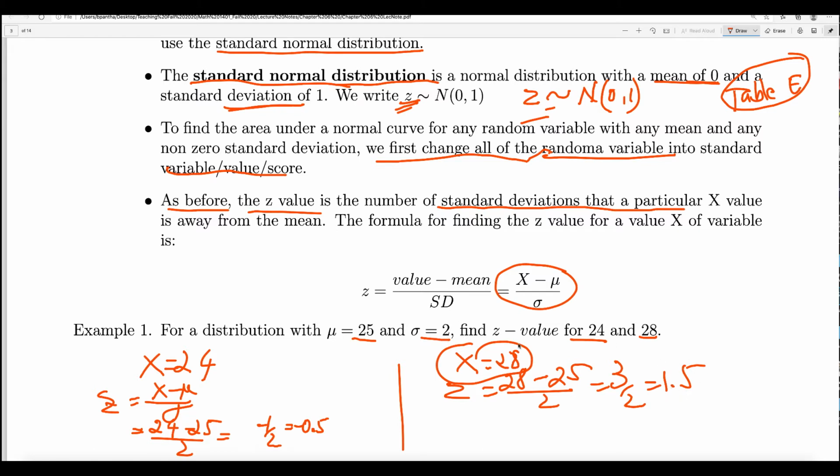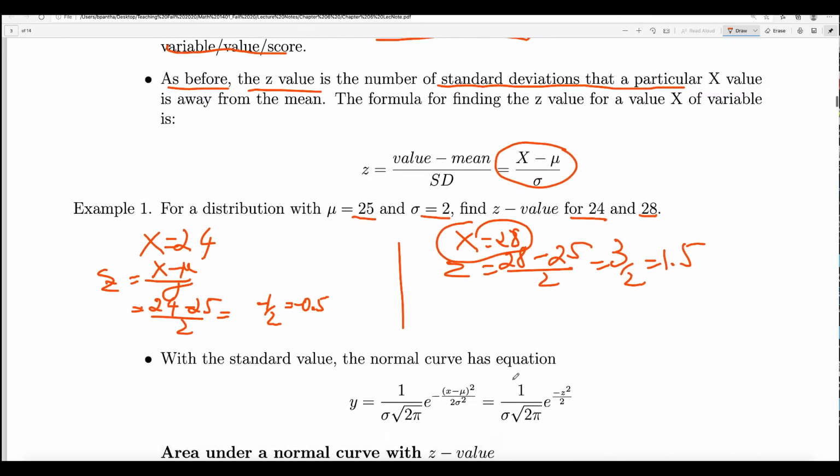1.5 standard deviations: 2 times 1.5 is 3, right? This is 3 above the mean. 28 is 3 above the mean. That's what it means. Okay. All right, so that's something we already discussed.